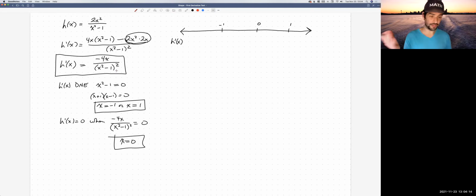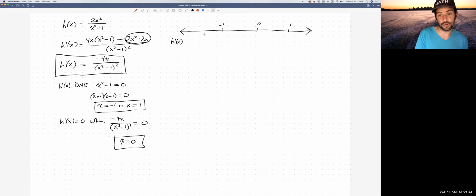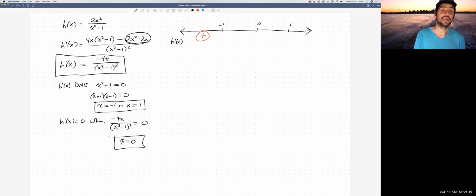When it's positive, the whole thing's positive. When it's negative, the whole thing's negative. So if I'm in this region where x is negative and I'm multiplying some negative number times negative 4, I'm going to get positive numbers. If I'm between 0 and negative 1, again, I'm taking negative numbers and multiplying them by negative 4 and getting positive numbers.